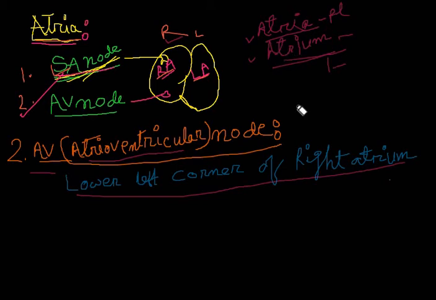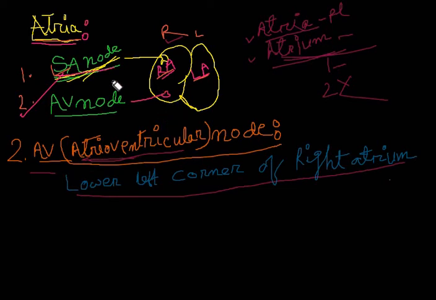But in case of two or more than two, we will call them atria, but in case of a single one, we will call it atrium. Now what is AV node? AV node means atrioventricular node. And where is AV node present?